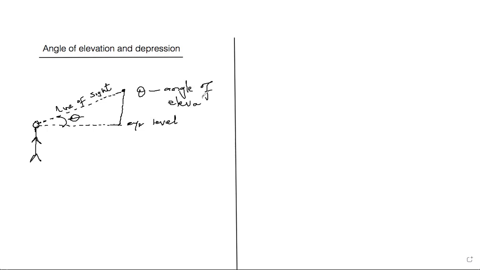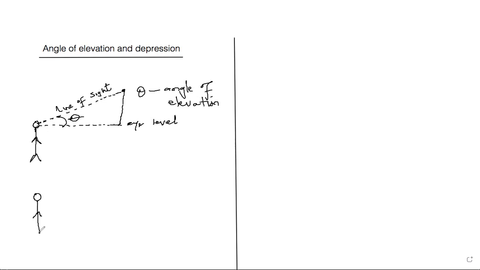So why is it an angle of elevation? It's because it's looking at something that is above the normal level of the eye. But if the observer is looking at something that is below the normal level of the eye, then the observer is going to look at that object with an angle of depression. So if that is the angle of elevation, let's look at the case where the observer is looking at something that is below the eye level.